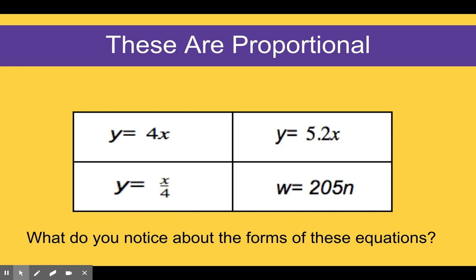You might be asking, well, y equals x over 4 isn't similar, but if I move my fraction to the front, it's the same thing as y equals 1/4 x, or just x over 4. So if you notice, all of the constants of proportionality are here. So 4 or 1 over 4 or 5.2 or 205 are all unit rates or constants of proportionality, which tell us that these are going to be proportional relationships.